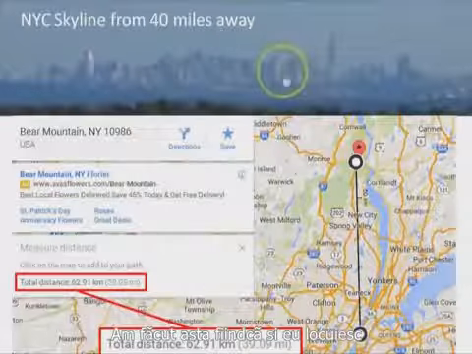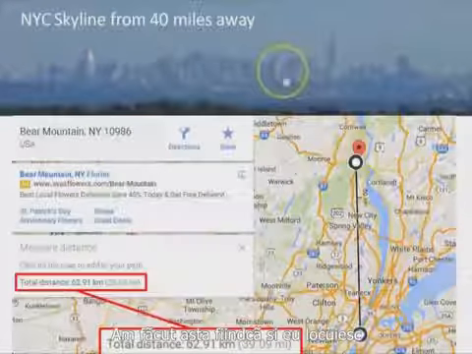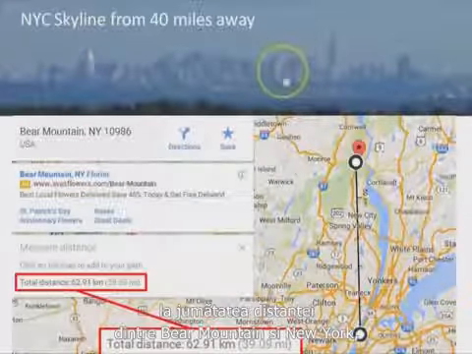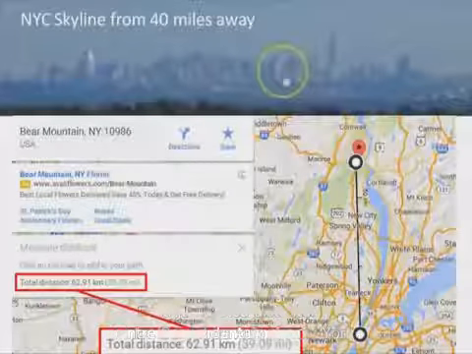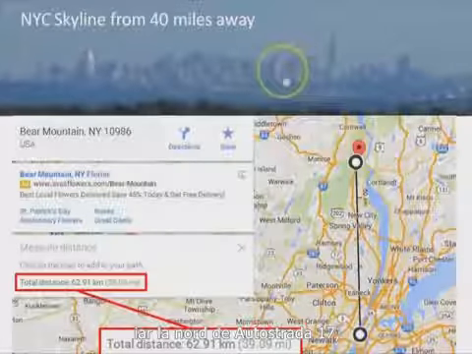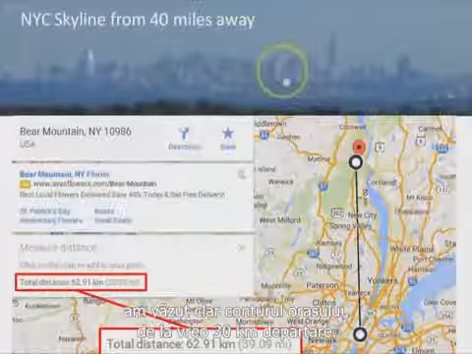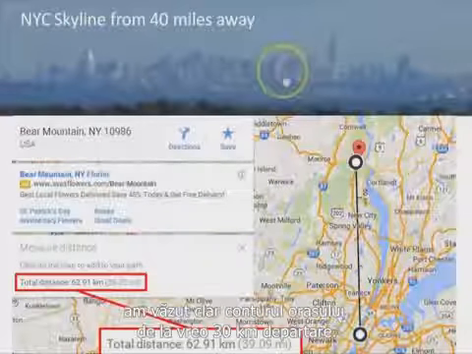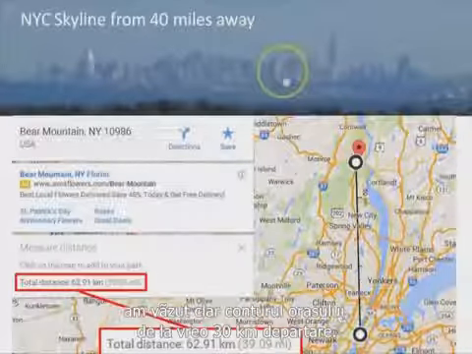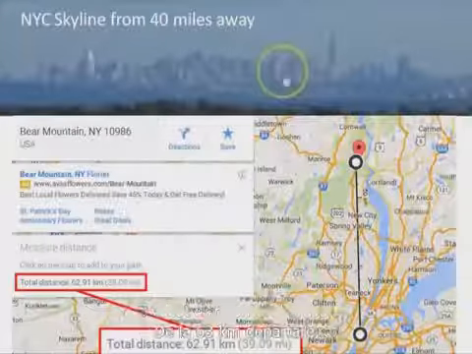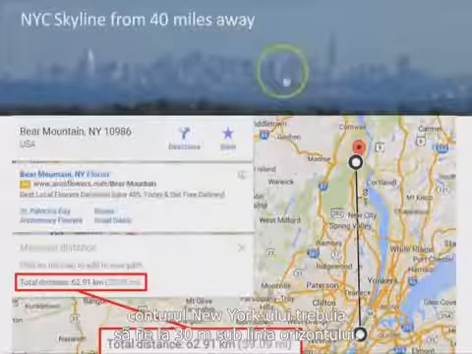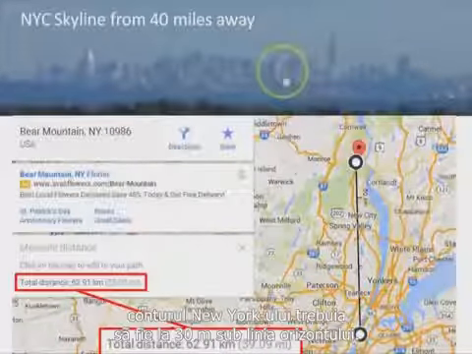The reason I added this one is because I used to live halfway between Bear Mountain and New York City, and from North Route 17 I was clearly able to see the New York City skyline from about 20 miles away. From 40 miles away, the New York City skyline should have been about 1,000 feet below the horizon.